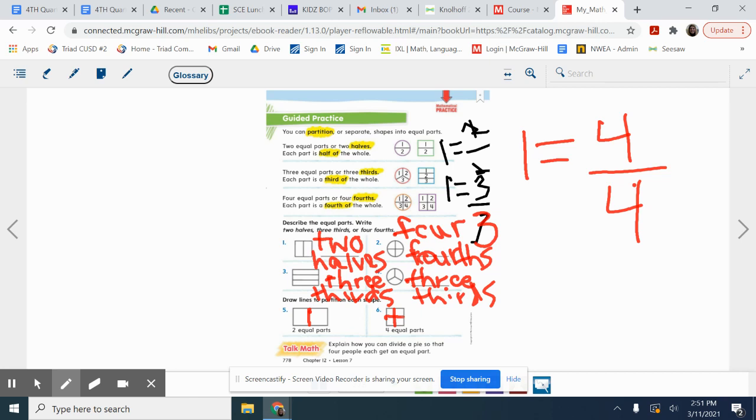Talk math. Explain how you can divide a pie so that four people each get an equal part. So a pie is a circle. I think the best way to divide the pie so they get four equal parts is to again draw a plus sign, divide it in half, and then divide it in fours.